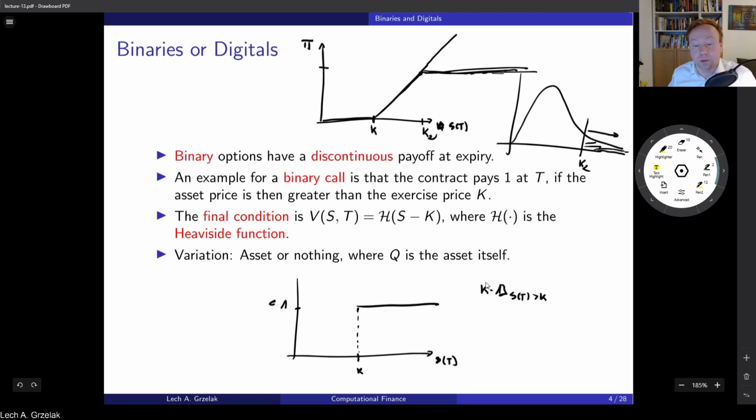This could be K2, some different value. You can also have a stock or nothing. This would basically mean that you have an indicator function, ST bigger than K. So here this is a variant where we have a cash or nothing: a certain amount of cash only if the stock is bigger than a strike at the maturity. And we have a stock or nothing if the stock is bigger than a certain strike.